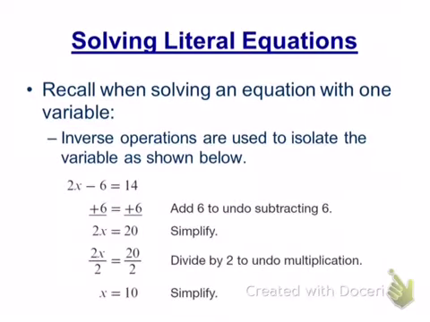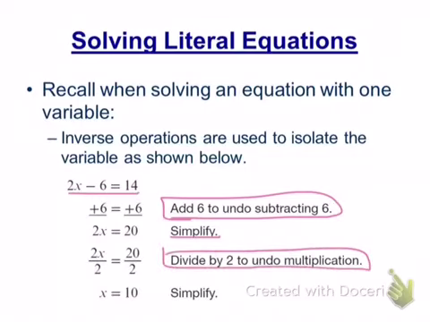So recall that when solving an equation with one variable, inverse operations are used to isolate the variable as shown below, right? So if you start with this equation, 2x minus 6 equals 14, first thing you do is add 6 to undo the subtraction, right? And you simplify. 14 plus 6 is 20. Then you would divide both sides by 2 to get rid of this multiplication and get the x by itself. And we get x equals 10. So our goal is to always use inverse operations to get the variable by itself. We're going to do the same thing if there's multiple variables in the equation. We're trying to get one of them by itself.